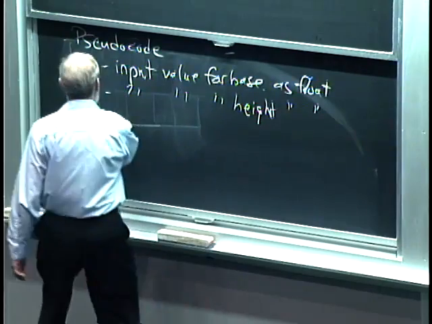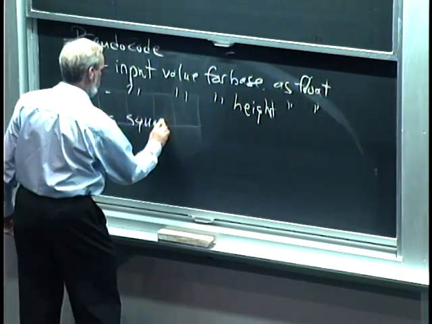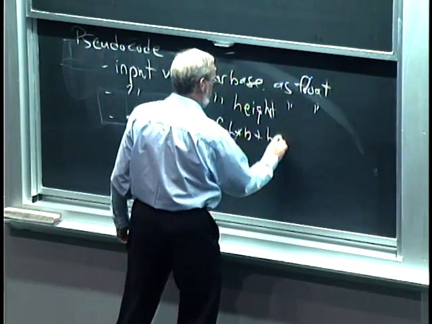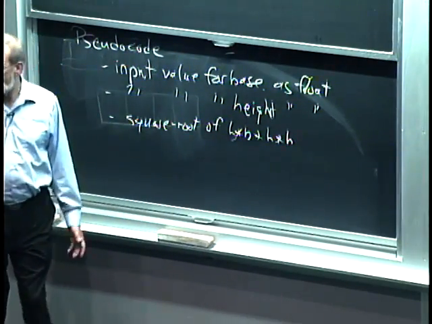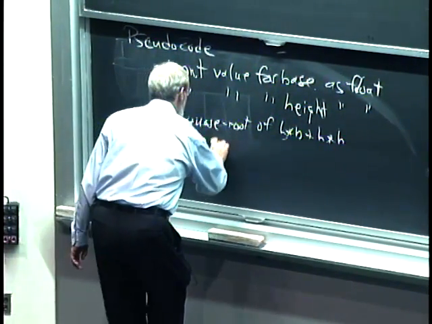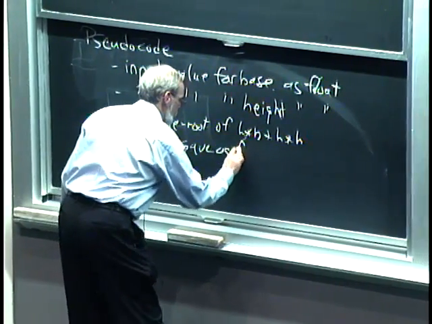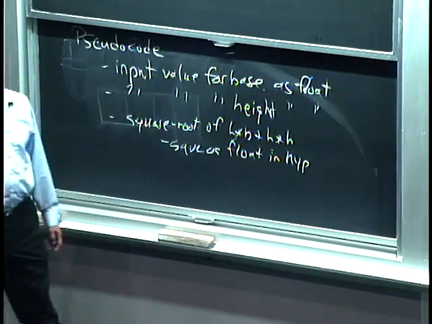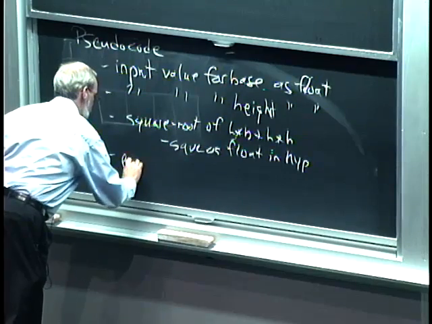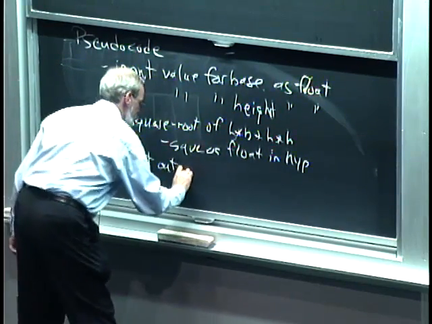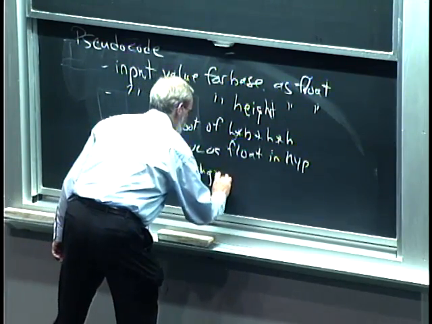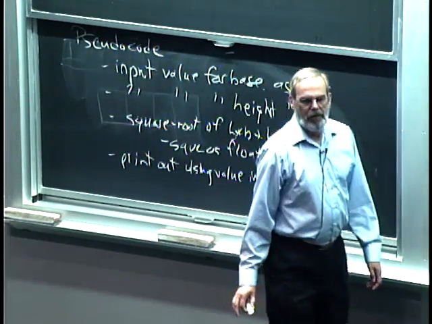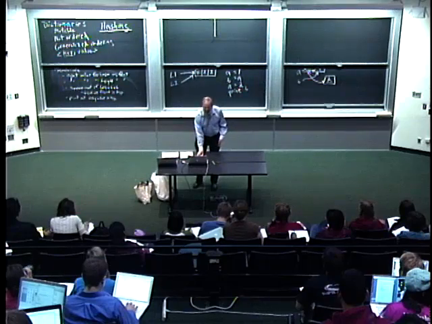I need to find the square root of b squared plus h squared, right? The base plus the height. That's the thing I want for the hypotenuse. And I'm going to save that as a float in hype, for hypotenuse. And then finally, I need to print something out using the value in height. Okay, whoop-de-doo, right? Come on, we know how to do this.